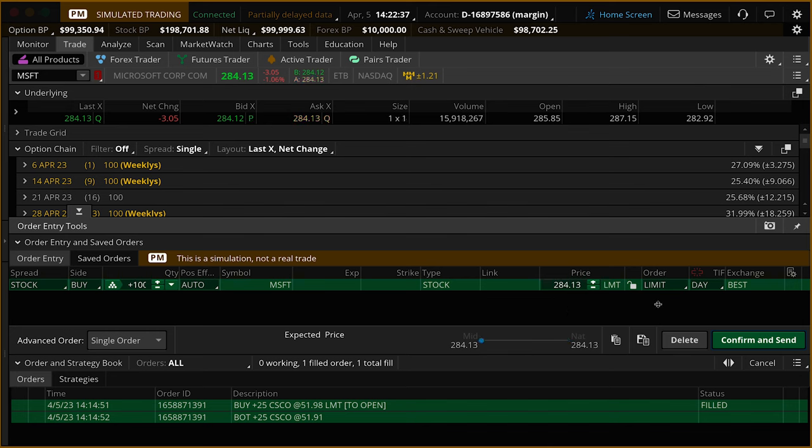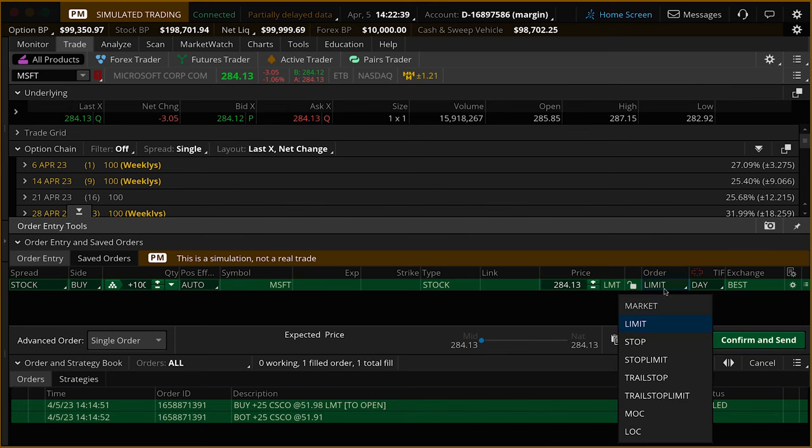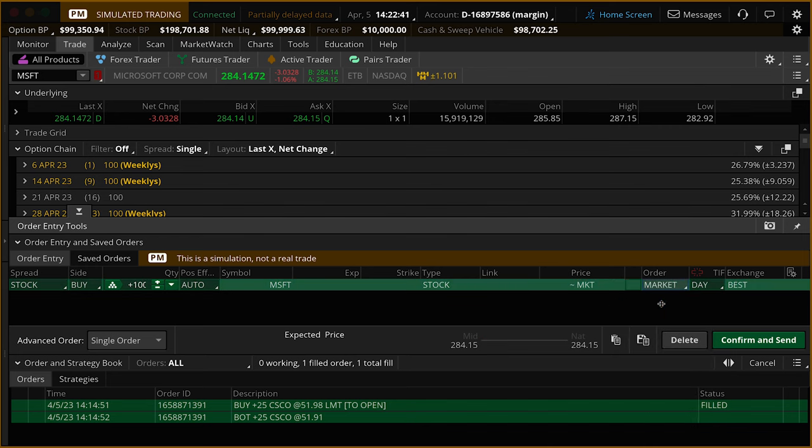Now, this time, we're going to go over here where it says limit and click on that, and we're going to switch it to market. Now, what I want you to notice is that the price goes away. With the market order, you don't have any control over the price. Whatever the ask price is at the time that your order is received is what you'll buy.